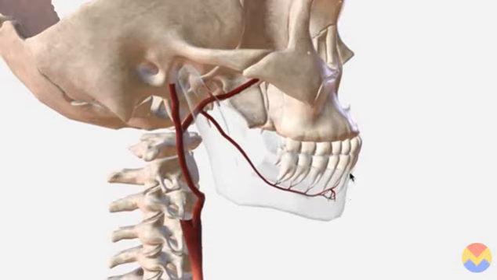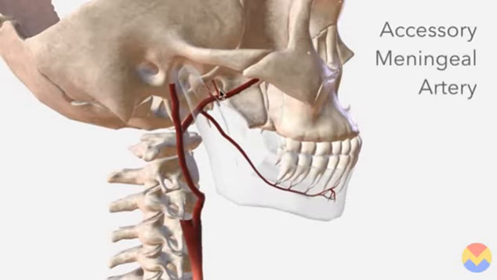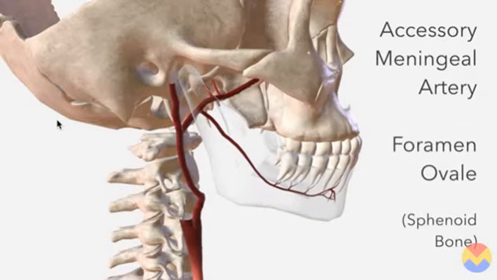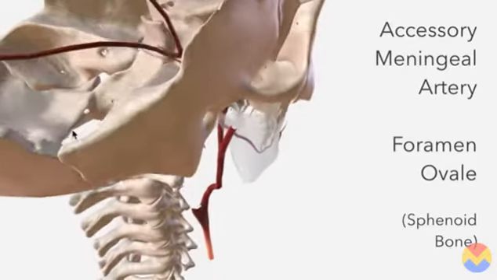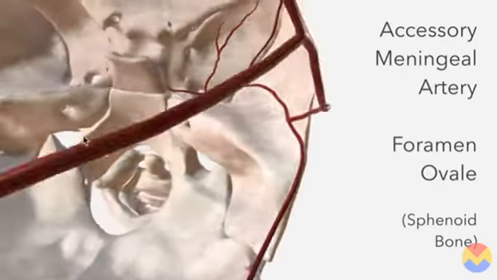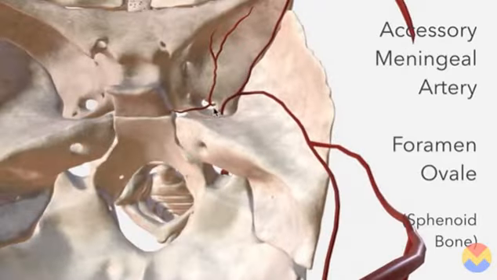Our next branch is the accessory meningeal artery, which passes through the foramen ovale of the sphenoid bone. Again, let's look inside the skull to appreciate that a bit better. So there is the accessory meningeal artery passing through the foramen ovale to supply the trigeminal ganglion.